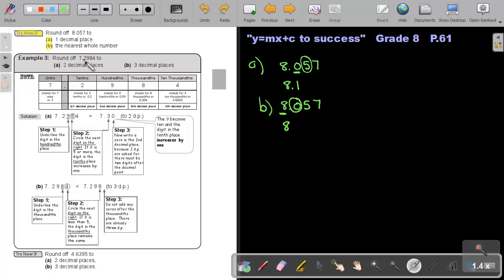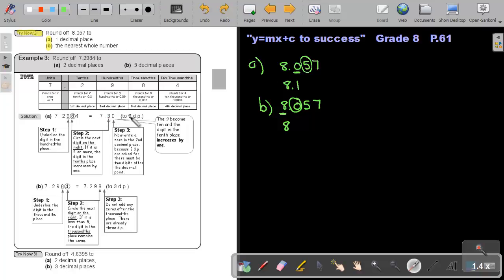Round off 7.2984 to 2 decimal places and to 3 decimal places. Okay, so I just count. This is the first, this is the second. Underline this one, put a circle around the one on the right. This is more than 5, so this one, oh, and look what happens now. This 9 becomes a 10. So put a 0 and that 1 moves over to that 2. So basically, that 2 plus 1 will become 3.